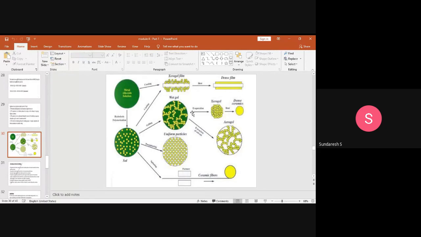This is evaporation, to extract the solvent. Yeah, we just completed this.